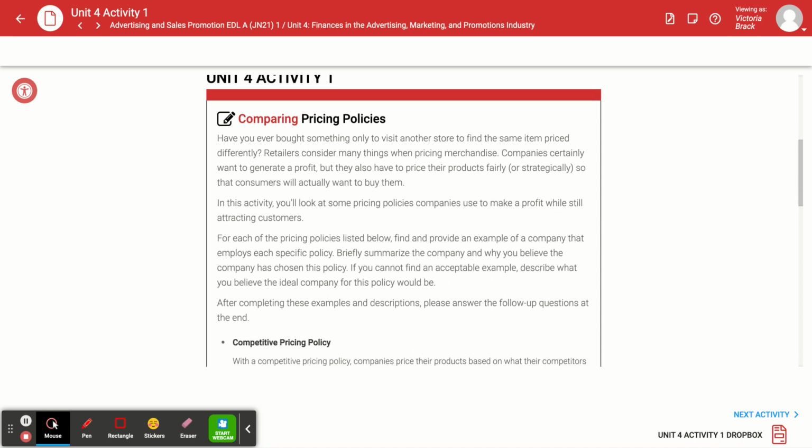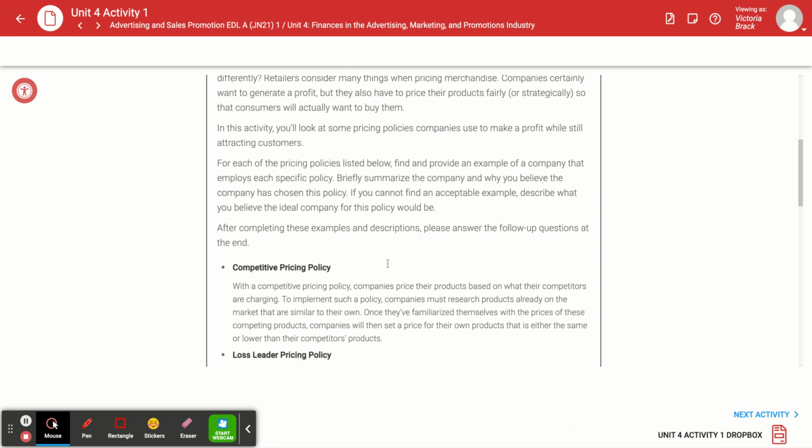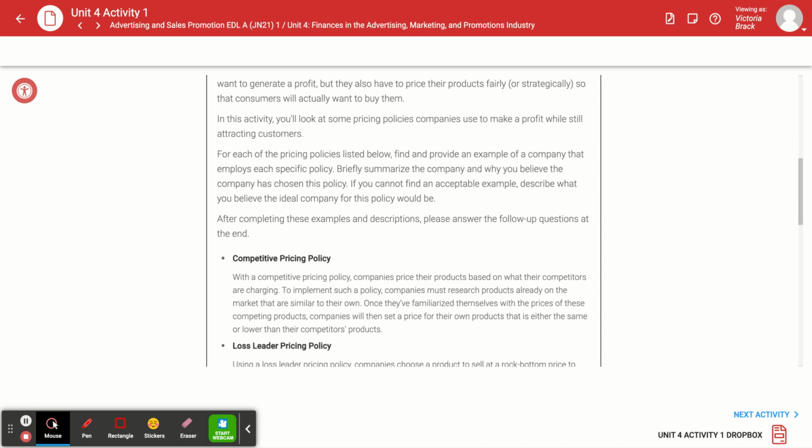So, for each of the pricing policies that are listed below, you are going to find an example of a company that employs each specific policy. You need to briefly summarize the company and why you think that company has chosen this policy.